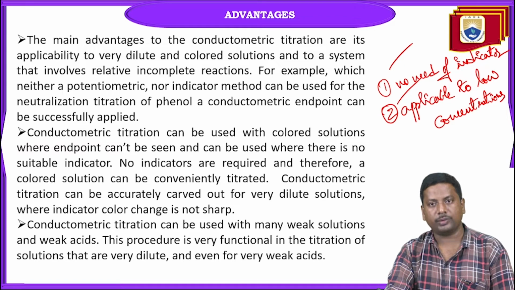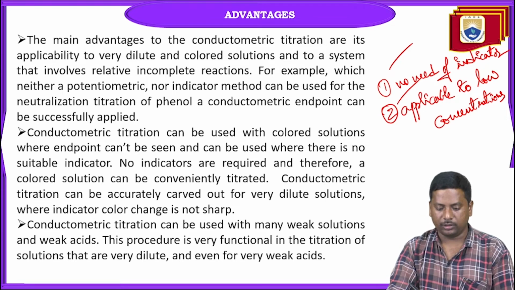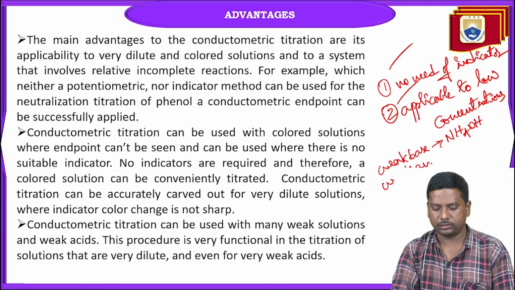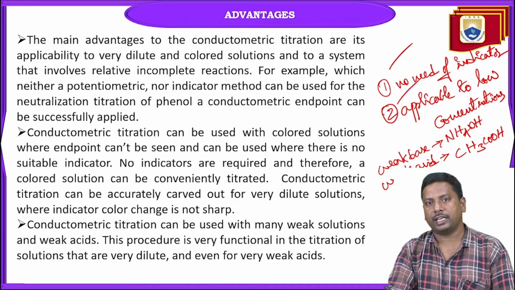And the third one is that conductometric titration can be used with many weak solutions and also weak acids. That means, for example, if you consider a weak base, ammonium hydroxide, and a weak acid, acetic acid, the titration of a weak acid and weak base is practically impossible with classical methods of analysis, but by using conductometric titration, this type of titration is also possible.